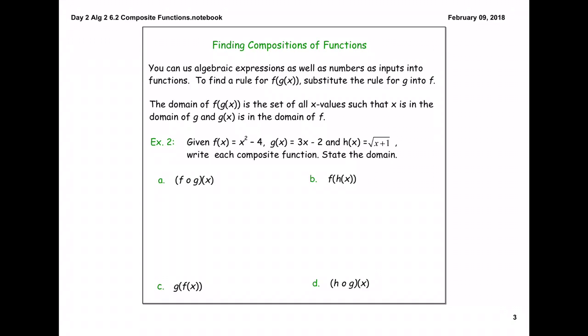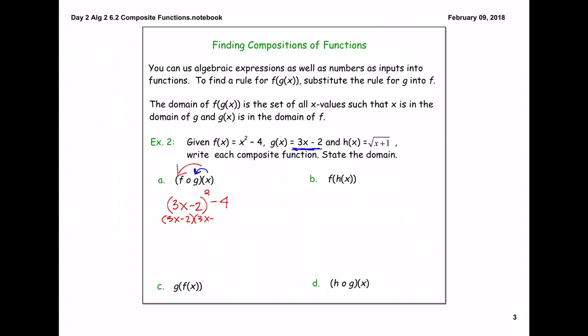So f of g of x, essentially you are placing an x for all of the x's in g of x, which has already been done. So then we are going to take our g of x function and plug that into our f of x. So wherever you have an x in your f function, you are going to replace that with what g of x equals. You need to distribute out 3x minus 2 squared.